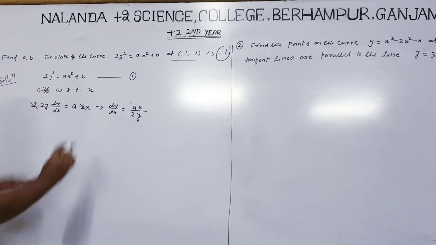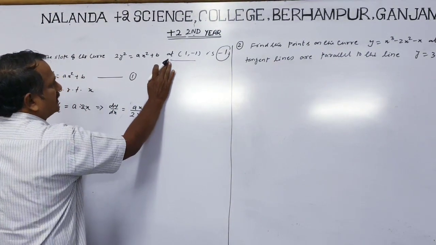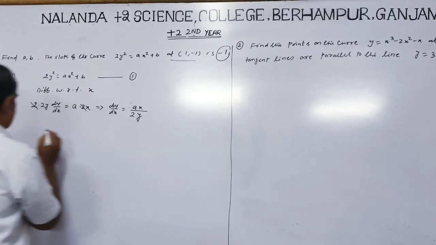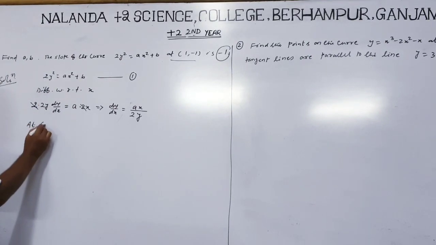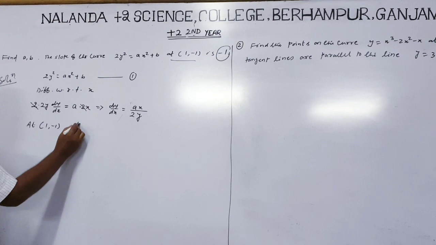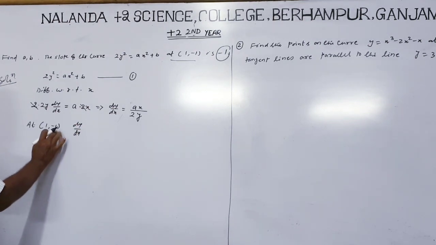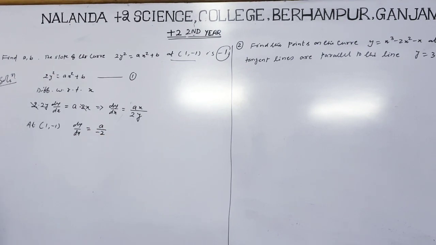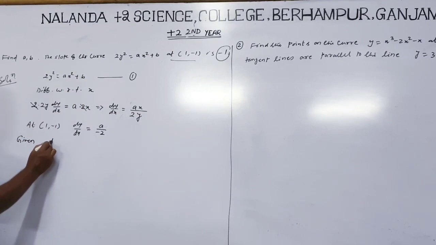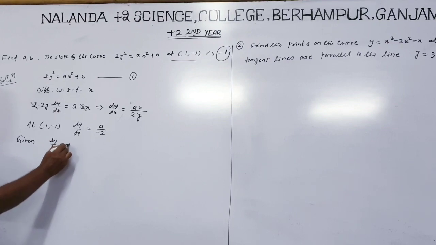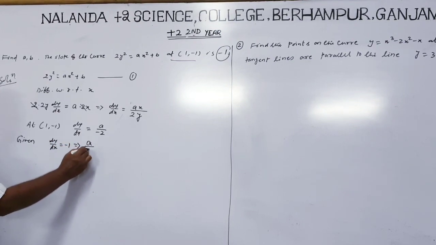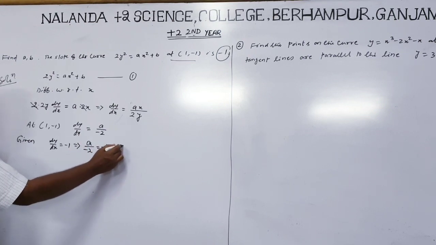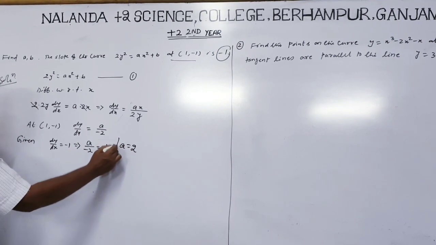Now the slope of the curve at (1, -1) is -1. So at (1, -1), what is dy by dx? Substituting x equal to 1 and y equal to -1, we get a by -2. Given dy by dx equal to -1, this implies a by -2 equals -1, which implies a equals 2.